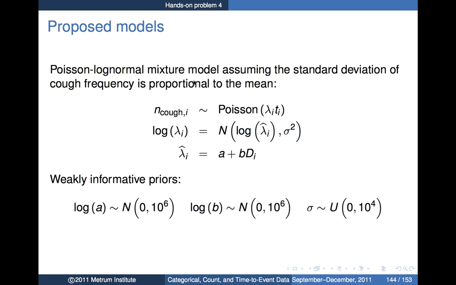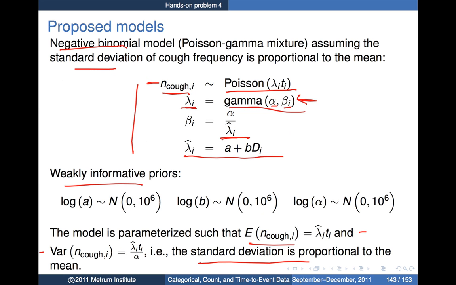And one reasonable alternative would be to use a Poisson log normal mixture. If you look at this, what you'll see is that I'm doing essentially the same thing I did with the Poisson gamma, except that for our lambda here, I'm going to make it log normally distributed. So again, the log of lambda I is going to be normal with some mean, in this case log of lambda I hat, and some variance sigma squared. Again, this is a situation that will result in a case where the standard deviation, actually let's double check something.